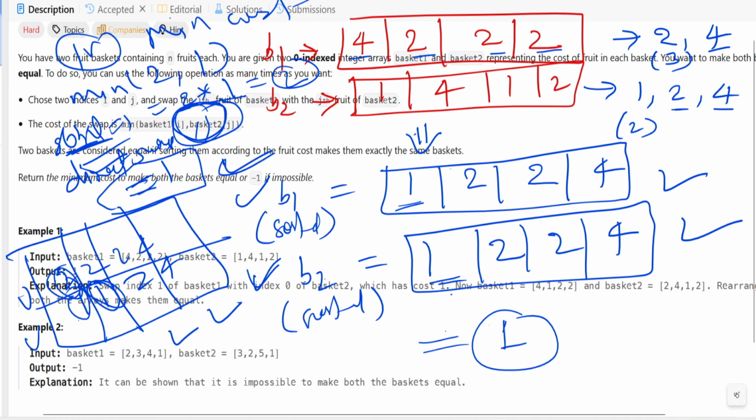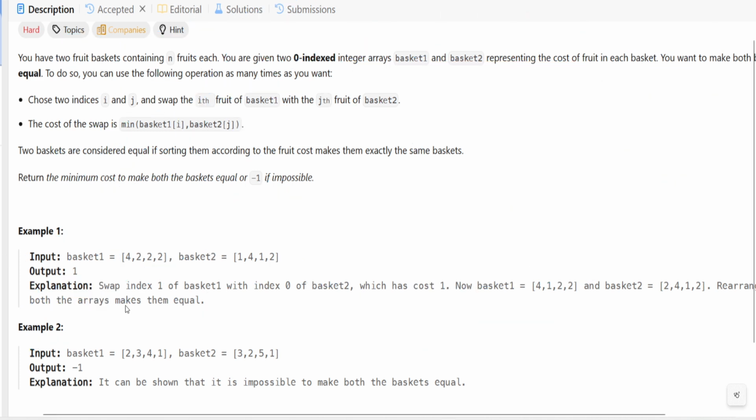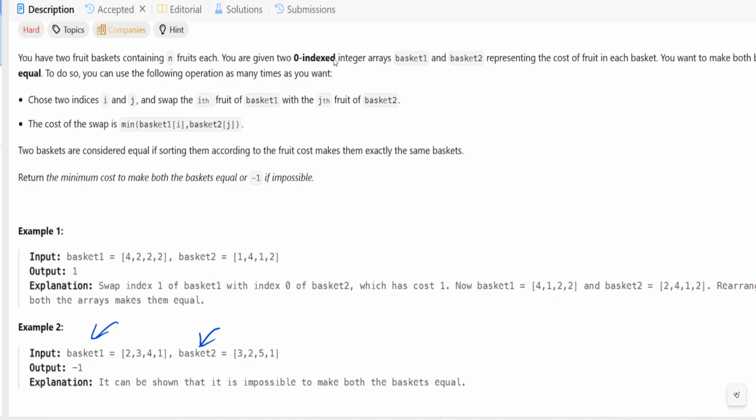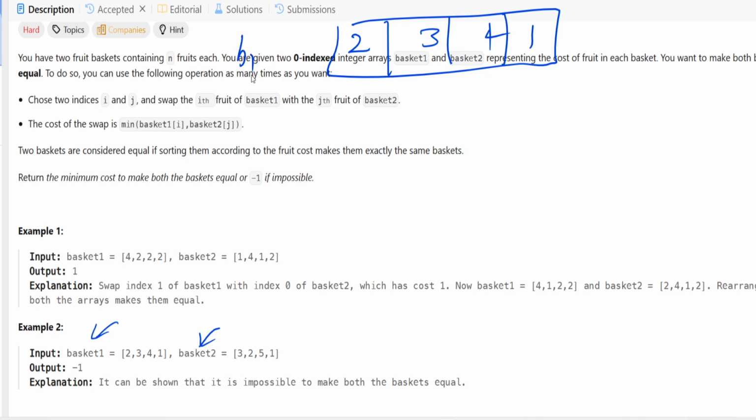Now let's understand example 2. Let me clean it. So very first step, we have been given these examples, B1 and B2. If we represent this, let's suppose I'll write here 2, 3, 4, and 1. This is example 2, and we have B1, basket 1, so basket 1 contains these values. Let's take basket 2, a smaller one. It has 3, 2, 5, and 1. So this is B2.